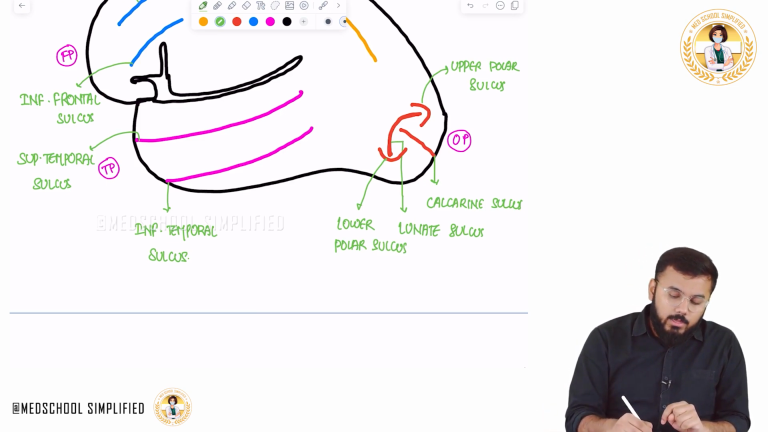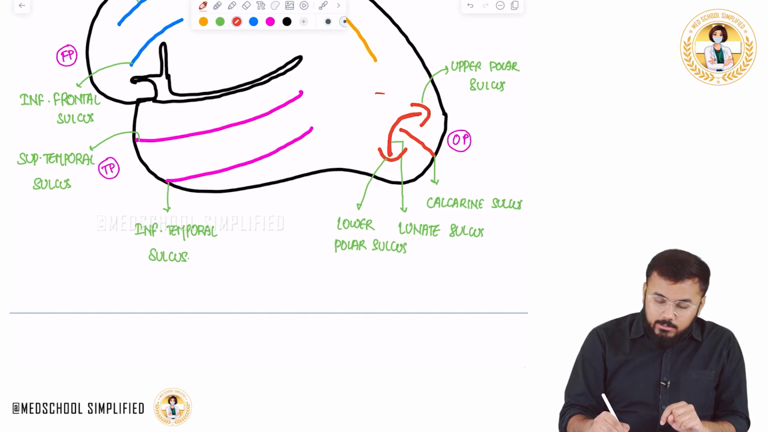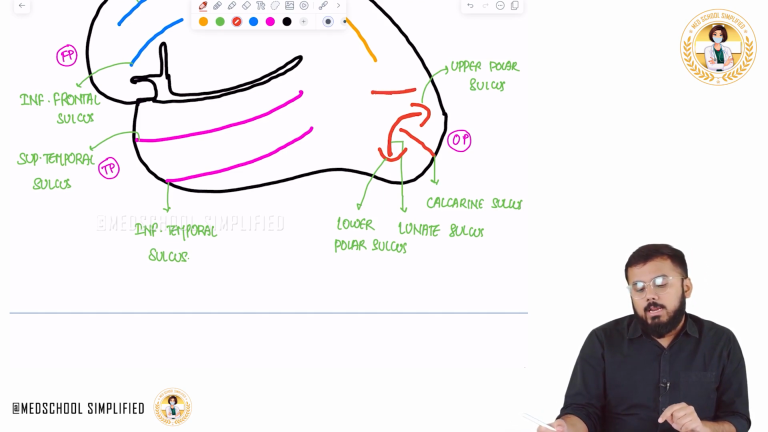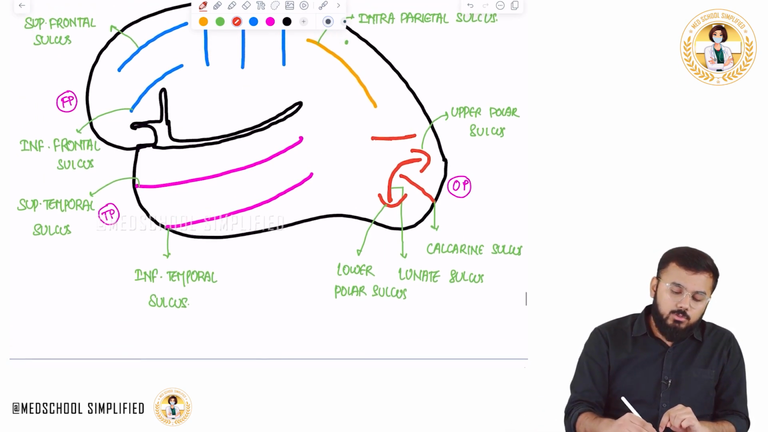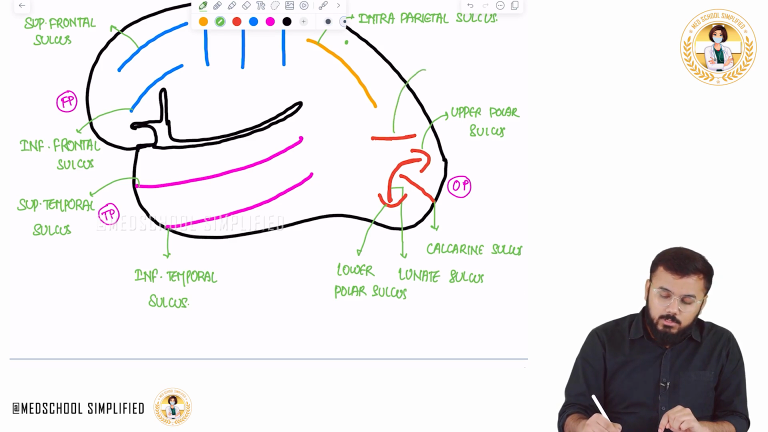Now, the next important thing is that you have another sulcus located exactly in the center like this, which is transverse in nature. Such a sulcus you call a transverse sulcus. So this sulcus over here is a transverse sulcus.